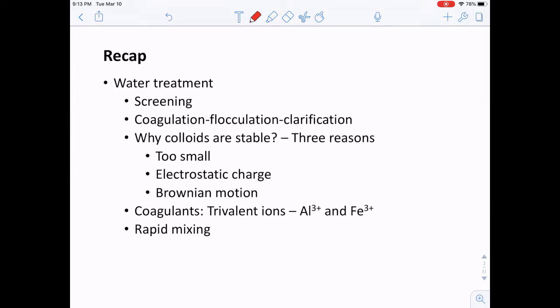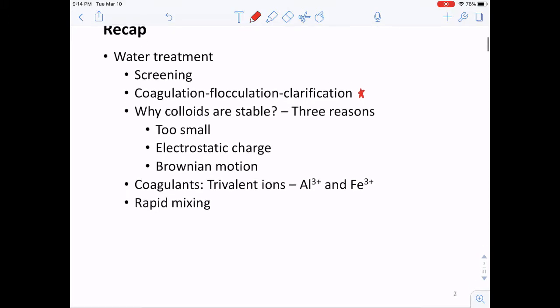So first, let's do a recap of our last class. Last class we did a brief overview of the water treatment methods. As you can see, it includes a lot of processes. For example, we can use screening to remove larger objects before we process the water quality, right? And we use a specific step that's called coagulation, flocculation, and clarification to remove the colloids in the water.